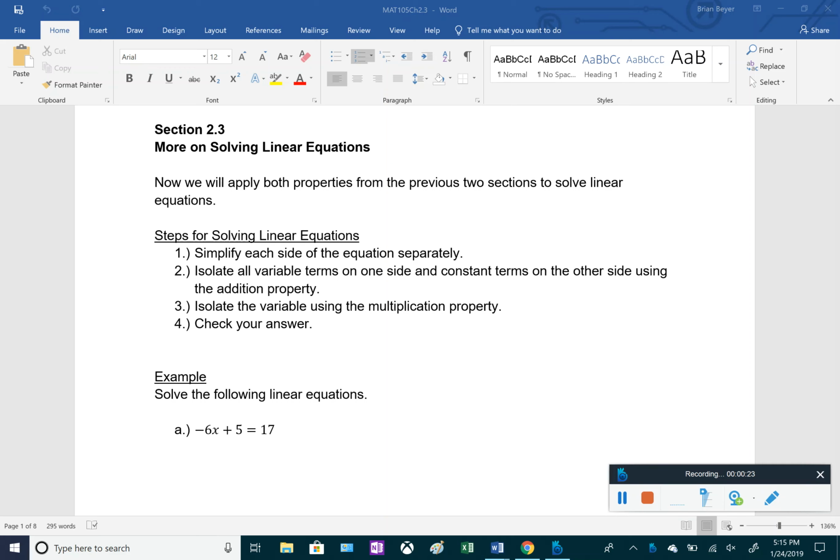Then we're going to isolate the variable terms on one side of the equation and the constant terms on the other side of the equation using that addition property. And then we're going to isolate the variable using the multiplication property. And then as always, we can check our answer by plugging it back in the original and making sure it works. Okay, so let's do several examples here.